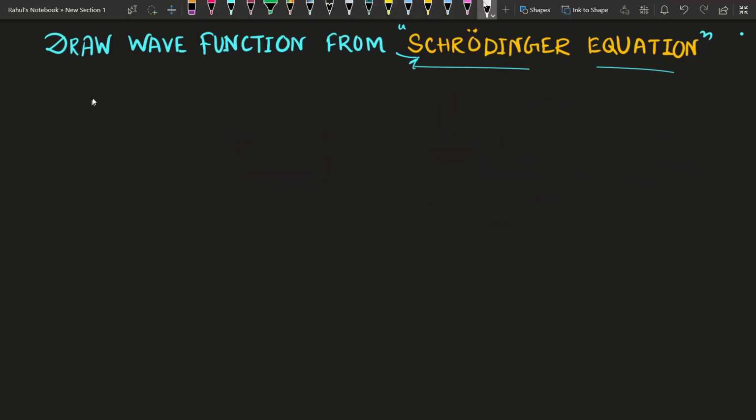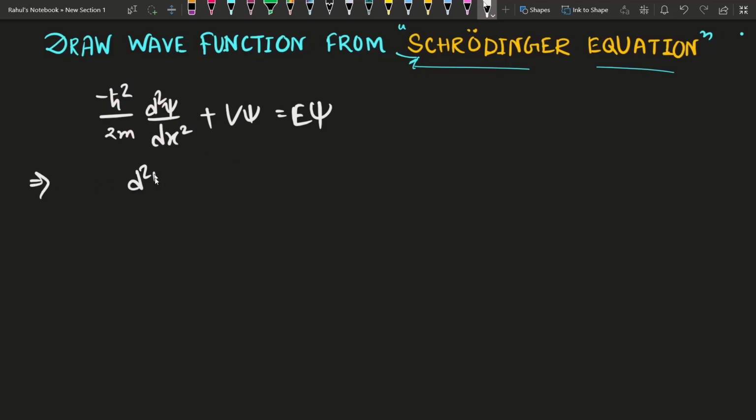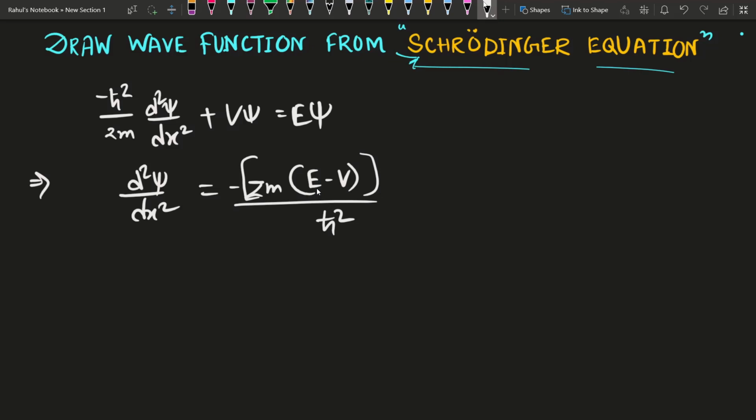So let's begin. The Schrodinger wave equation: minus h bar square over 2m d2 psi over dx square plus V psi equals E psi, right? Now if we rearrange this, then d2 psi over dx square will be equal to minus 2m over h bar square times (E minus V) psi. Now let us consider some cases.